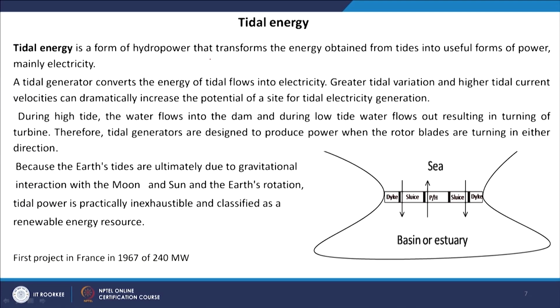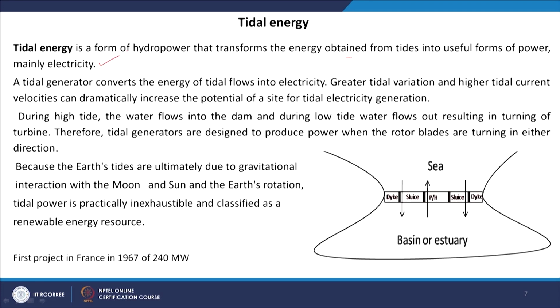So, we have two tides. When the flood current is going, water is going towards the coast, and in the other case the coastal water is coming towards the sea in case of ebb current. So, in both cases we are getting the kinetic energy of the water. So, like wind energy, we can convert this kinetic energy of water into electricity by the use of a turbine. So, that is the basic principle of tidal energy production. Tidal energy is a form of hydropower that transforms the energy obtained from the tides into useful forms of power, mainly electricity.